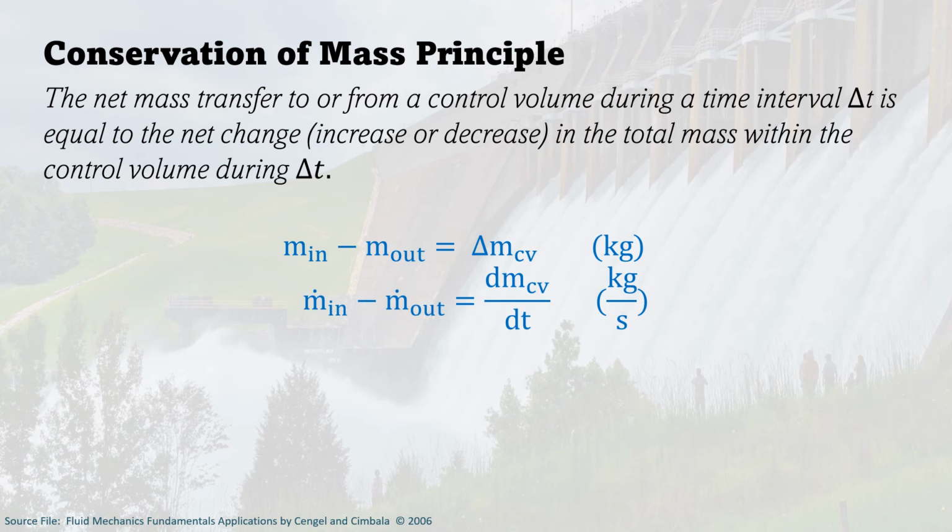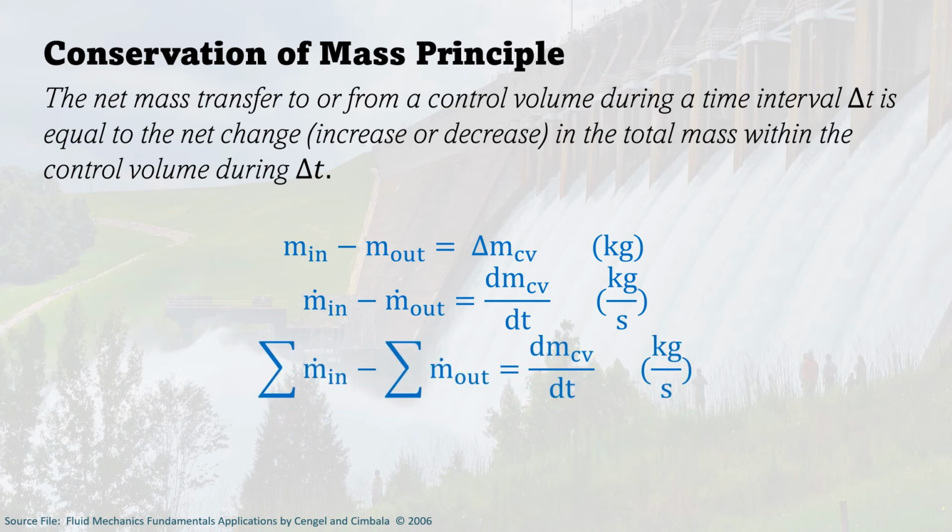In terms of rate, meaning it's per second, so it has a dot. That's why we have it. M dot in minus M dot out is just the rate of change of the mass in that control volume. Or say, for example, you have many masses entering and many going out, because there are also devices that have multiple entry points and multiple exit points. Then the conservation of mass principle can be written this way: the summation of mass entering minus the summation of mass exiting is equal to the rate of change of the mass of the control volume per unit time.